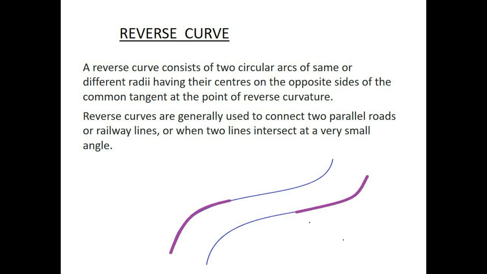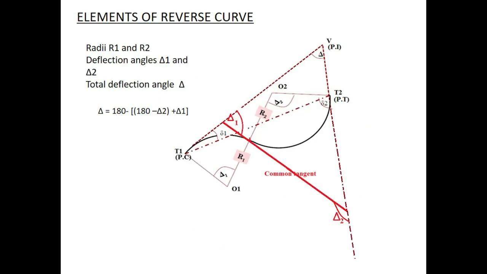Looking at the elements of the reverse curve, it has two radii, that is r1 and r2. So here in this figure, the two arcs or the two curves are having different radii. Then the deflection angles delta 1 and delta 2, the total deflection angle delta. The expression for the total deflection angle is given as delta equal to 180 minus whole bracket 180 minus delta 2 plus delta 1.